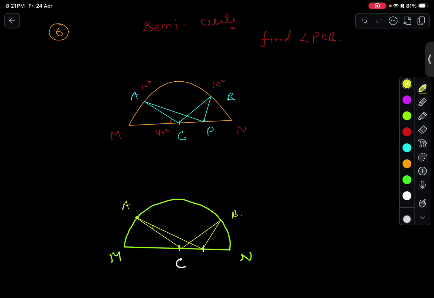Okay, this angle, angle CAP is equal to angle PAC. Both are given as 10 degree, right? And angle ACM is given as 40 degree, right? These few angles are given. What you have to find is angle PCB.